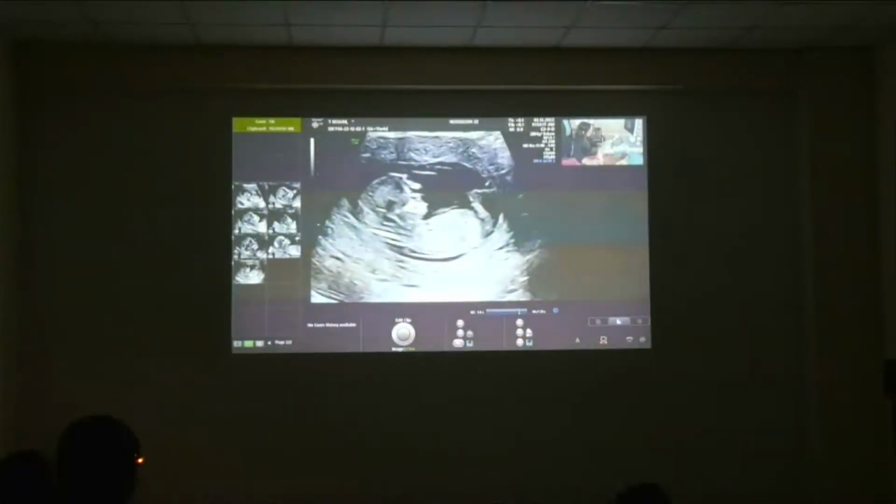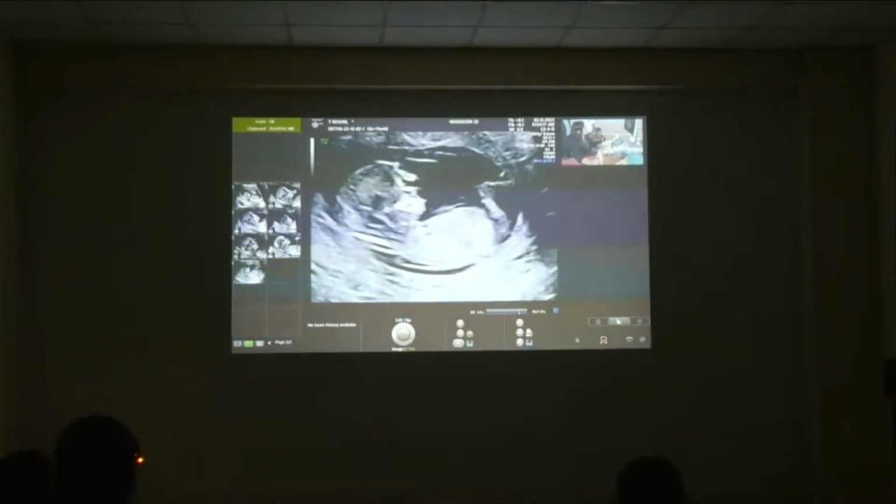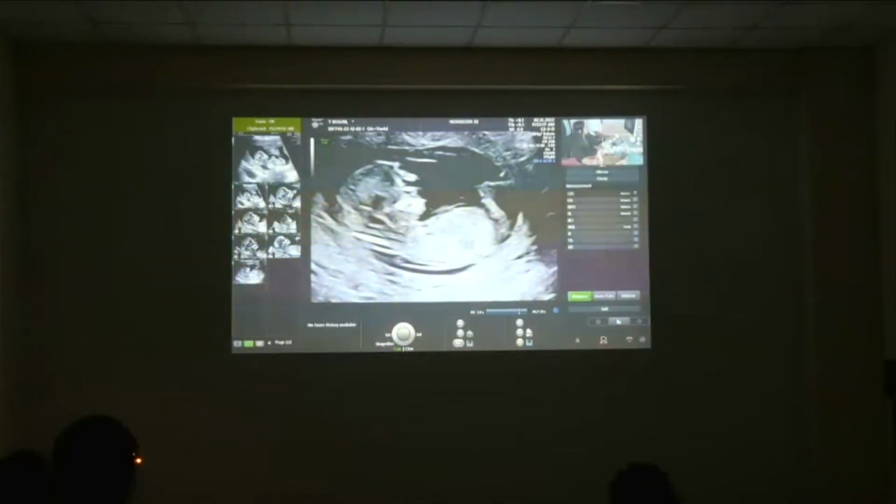When we are taking the CRL, see that the fetus occupies almost the entire screen. The crown and the rump are identified. Don't include the limbs in your measurement. We can see the nasal bone, the diencephalon, this is the echogenic choroid plexus, and this is the intracranial translucency.